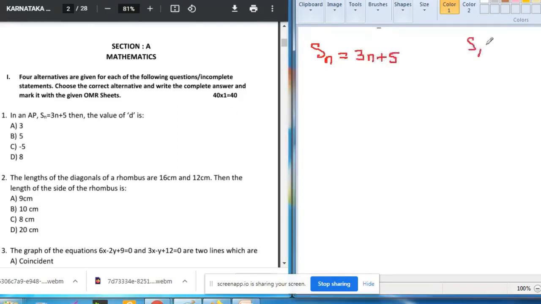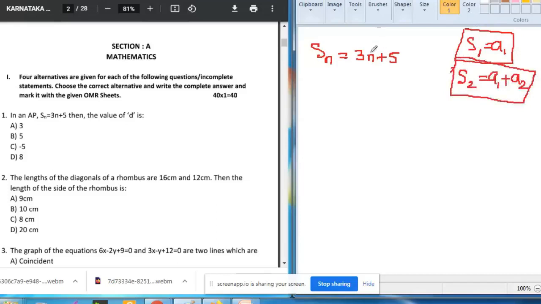We all know that sum to first term and first term are always equal. And sum to second term is equal to first term plus second term. If you know these basic things, then we can easily solve the problem. So we will replace Sn with S1 because we have to find the sum to first term. So 3 times 1 plus 5, which is 3 plus 5 is 8. And also we are going to replace n with 2 because we have to know the second term. 3 times 2 plus 5 is equal to 6 plus 5 is 11.